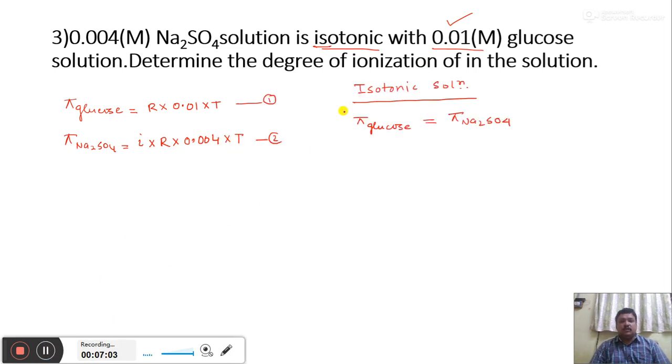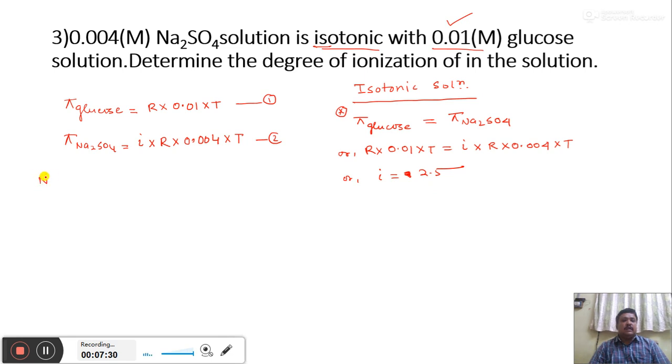Since the solution is isotonic, we know that in isotonic solutions the osmotic pressures of the two solutions are equal. So pi of glucose is equal to pi of Na2SO4. Putting the values from equations 1 and 2 of pi glucose and pi Na2SO4, we get the value of i, the Van 't Hoff factor, is 2.5.